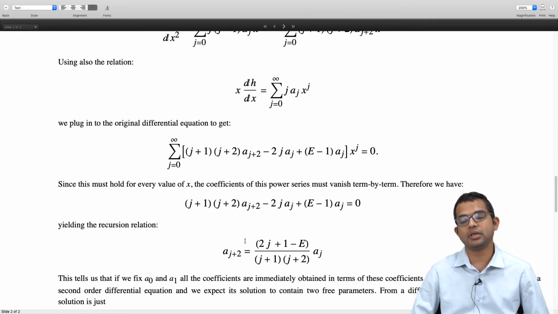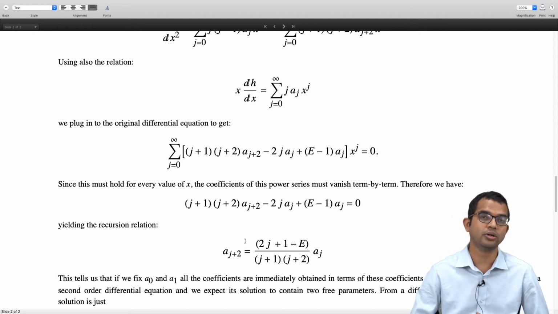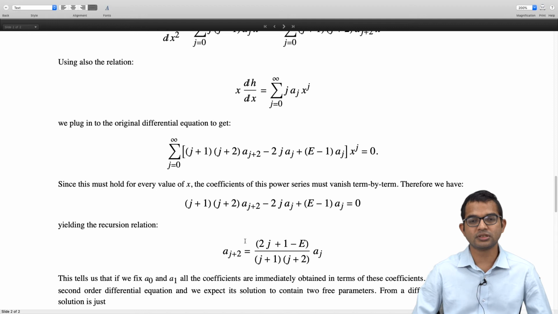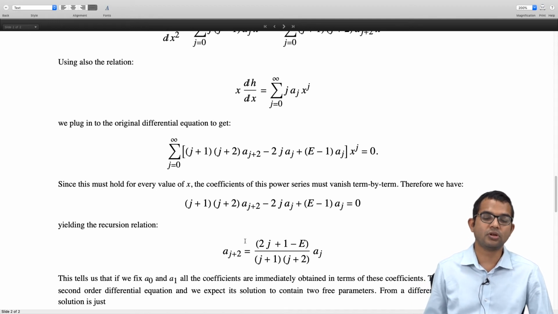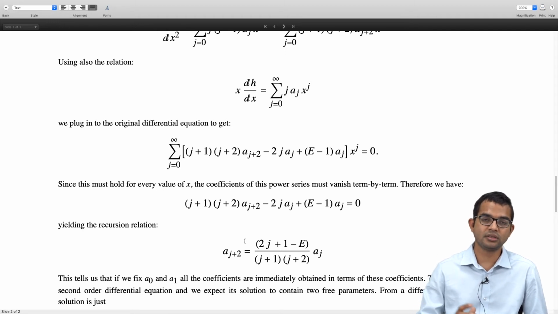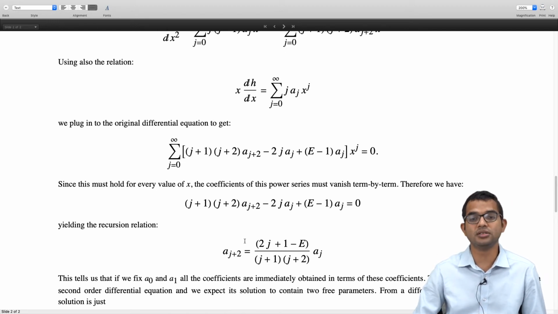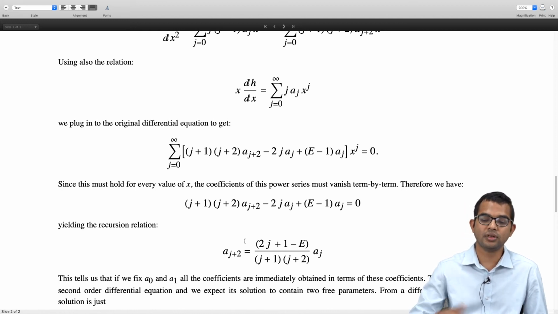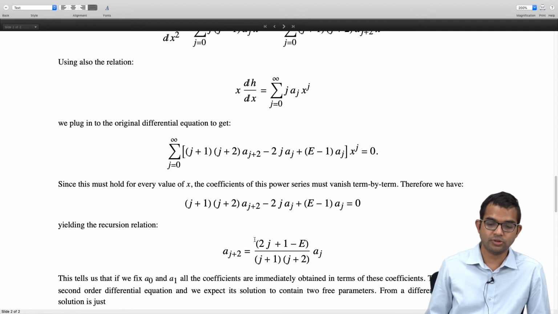Likewise, if you know a1, it will give you a3, then a5, and in turn a7, and so on. So all the odd coefficients are fixed if you know a1, and all the even coefficients are fixed if you know a0. It's not a surprise that this happens, because after all we are working with a second order differential equation which contains two free parameters. All the information in the second order differential equation is compressed into this recursion relation involving two free constants. If you have two free constants, you have the full solution.